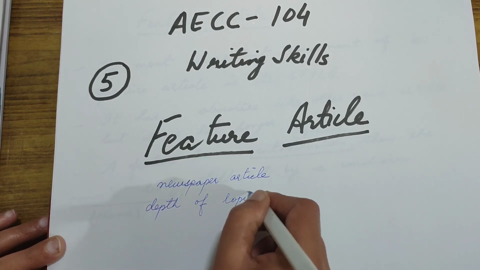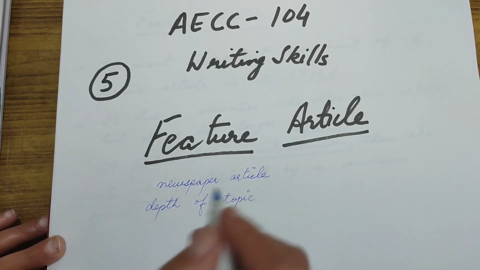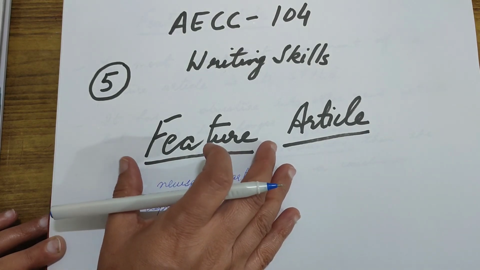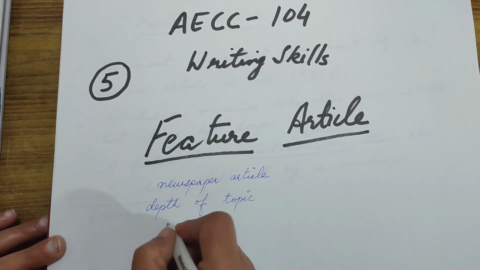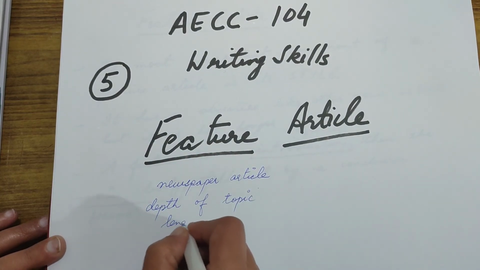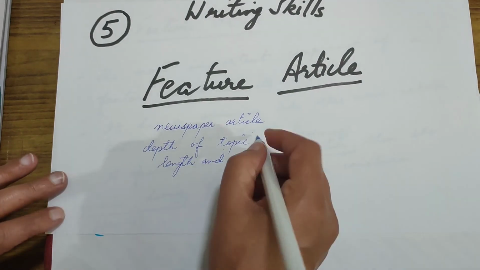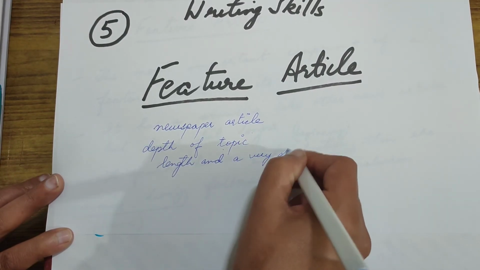So basically what happens, what is the most important thing about feature article is the length, how deeply the topic has been dealt with, and it has a very different style.